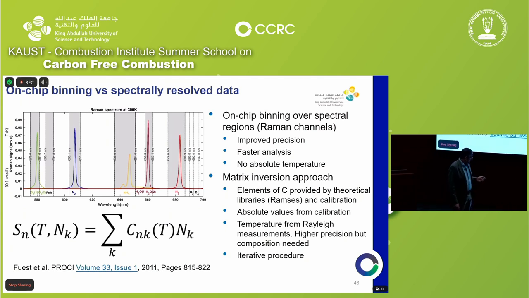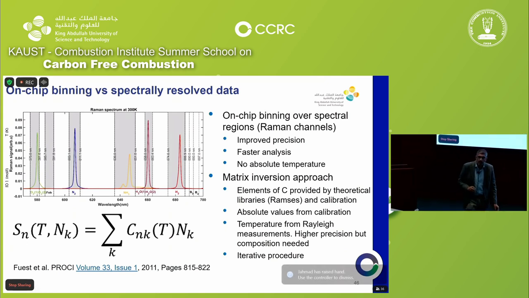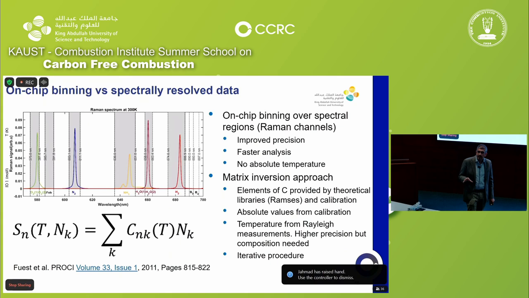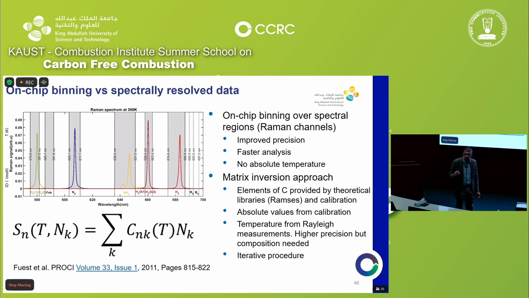The other advantage is that, as I'll show later, this simplifies the extension of Raman techniques to other fields because you don't need to know the details of the spectroscopy. All you need is to know this response curve, this element of this matrix as a function of temperature, without in-depth knowledge of the spectrum.